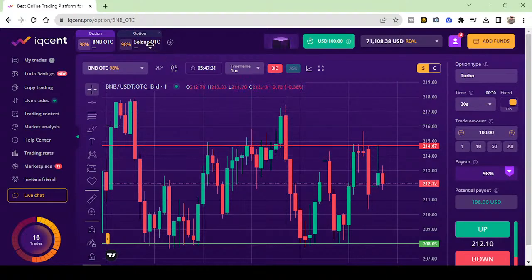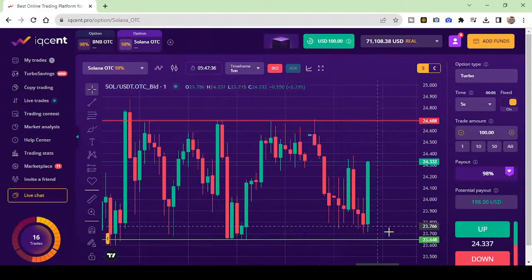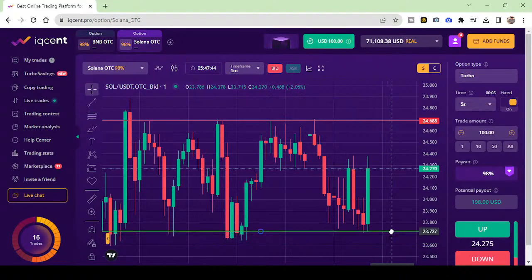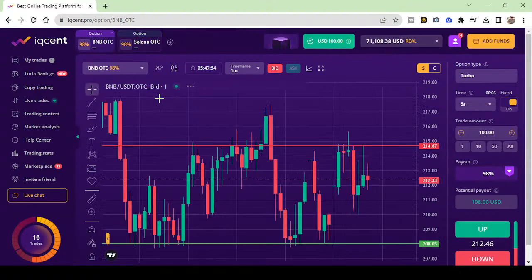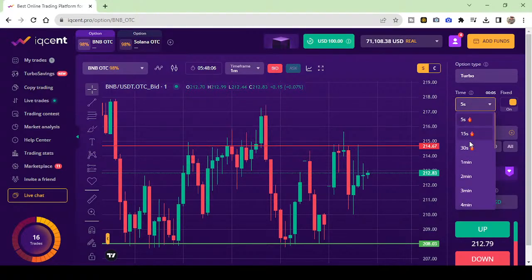Okay, let's go over to Solana, see if there's something there. Looks like maybe this can be the new zone. Around there. It looks like it for me. I will take trades down there. But we have time, so let's move over to Binance Coin. Let's change to 30 seconds.